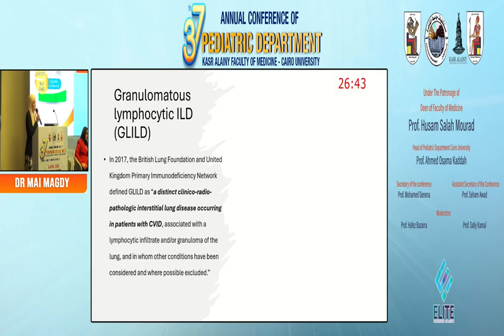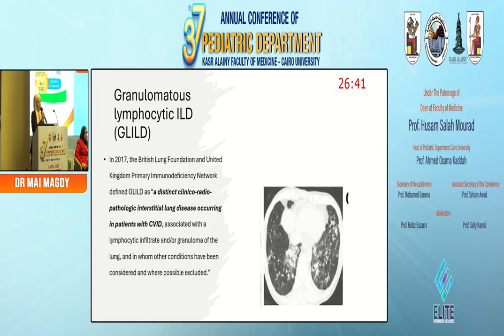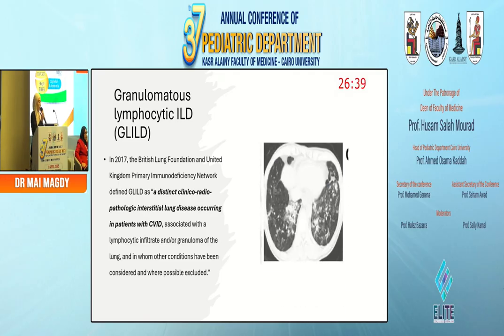In 2017, the British Lung Foundation and the United Kingdom Primary Immunodeficiency Network defined it, it's called GLILD, by the way, also granulomatous lymphocytic ILD, as a distinct clinical, radio-pathological interstitial lung disease occurring in patients with CVID, associated with a lymphocytic infiltrate plus or minus granuloma of the lung, and in whom other conditions have been considered and where possible excluded.